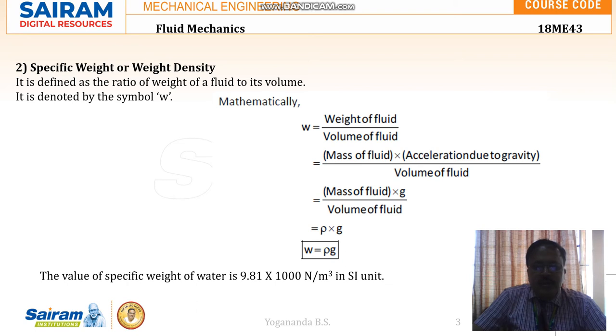Multiplied by 1000 to get converted into Newton per meter cube. So it is 9.81 into 1000 Newton per meter cube, that is in SI unit. So the specific weight or weight density is given as the product of mass density rho multiplied by acceleration due to gravity g, that is rho into g. So that is specific weight or weight density.